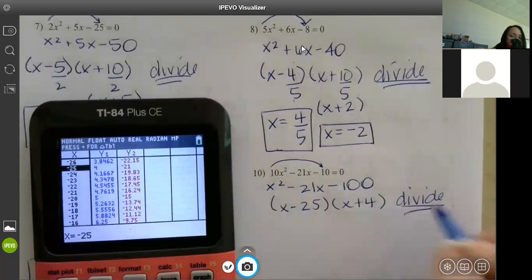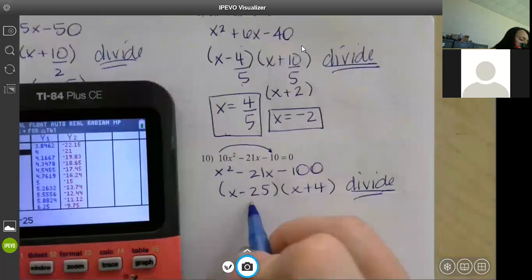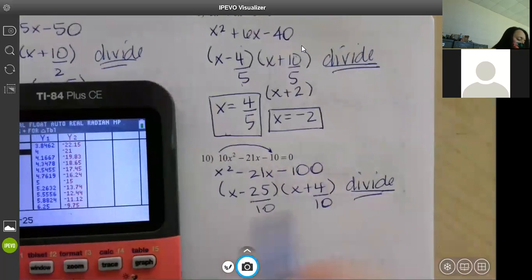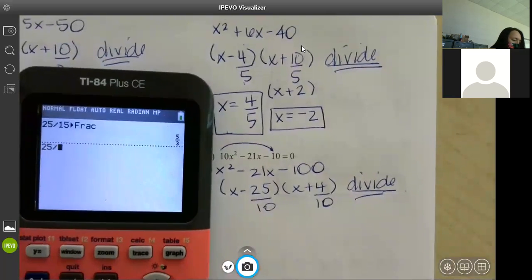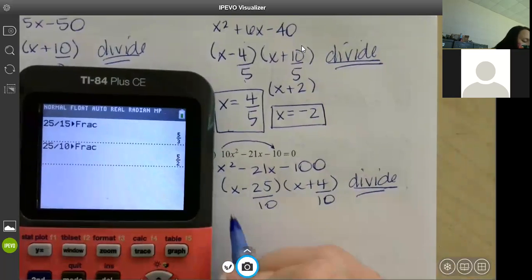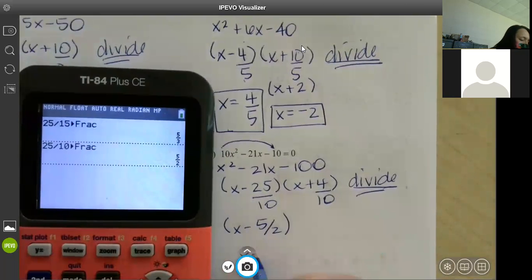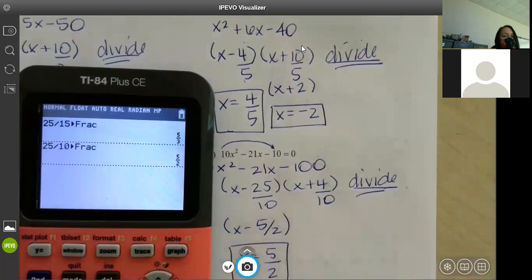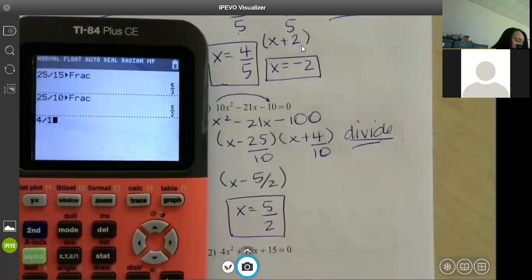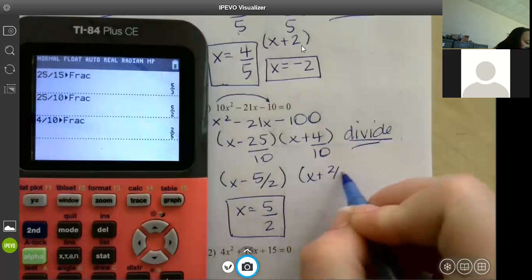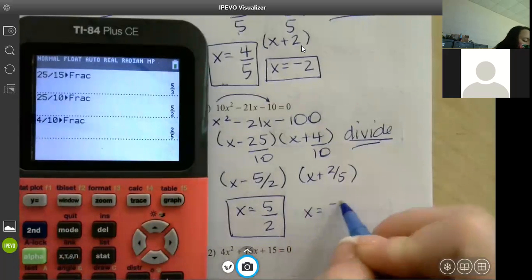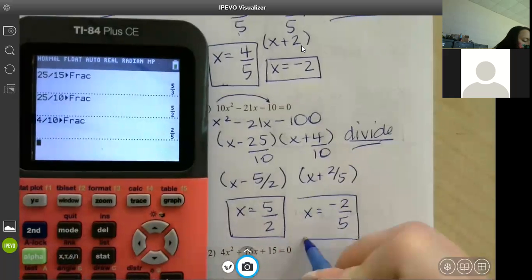Don't forget we did slides, so we have to divide. And we're dividing by 10. Again, if you don't want to do it in your head, 25 over 10, math, enter. Gives you a negative 5/2. So that means your answer is positive 5/2. Same thing on the other one, 4 over 10, math, enter. You get 2/5. So that means your answer is negative 2/5.